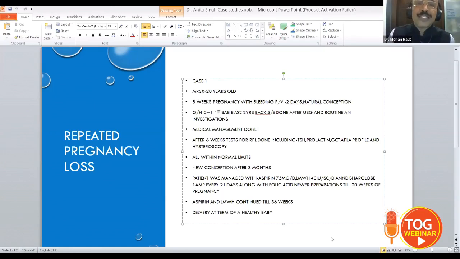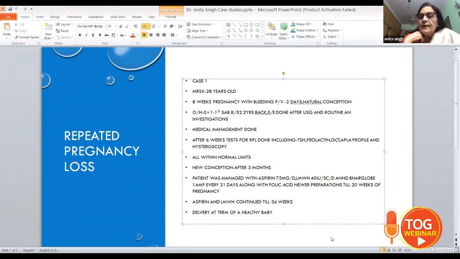Madam, do you think in such cases immunological problem can be an underlying cause? Yes, I thought on that line, but just because we are not very much used to doing the tests for immunology in pregnancy, I must admit that I didn't go for any immunological test in that patient.